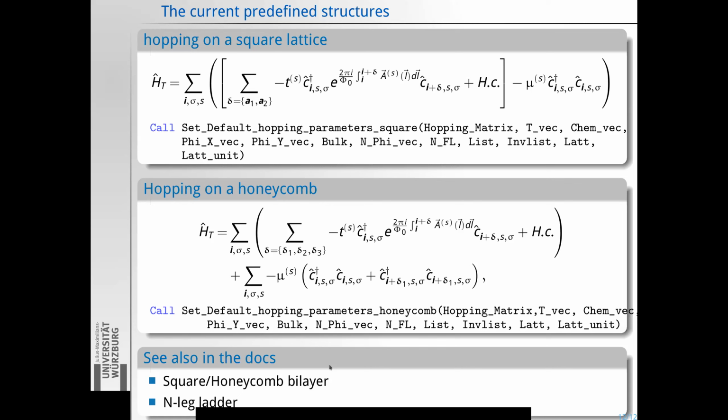And another possibility would be to study n-leg ladder systems. So there's also predefined hopping available for that.